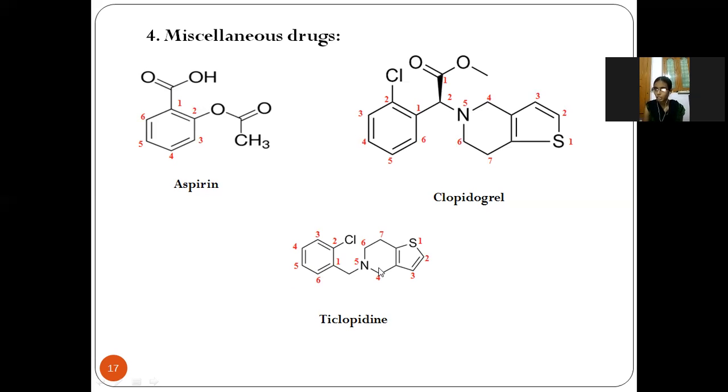This is the structure. I will explain it again. So this is the thiopyridine structure. At the fifth position of the thiopyridine, one methyl group is attached, and here a 2-chlorophenyl group is attached. So this is the structure of the ticlopidine.